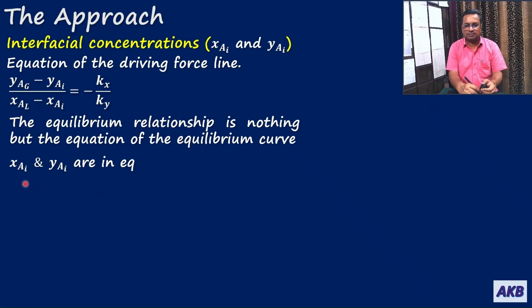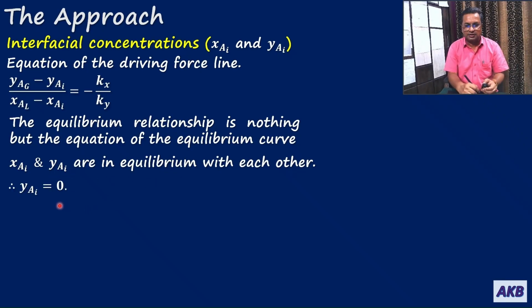The equation of the equilibrium curve, that is the equilibrium relationship, is given to us, so we will be using that. And we know that the interfacial concentrations, XAI and YAI, are in equilibrium with each other. Therefore, they should satisfy the equilibrium relationship. The equilibrium relationship is Y star is equal to 0.8 X star. Since XAI and YAI are in equilibrium with each other, they will satisfy it. That's why we have this equation, YAI is equal to 0.8 into XAI.